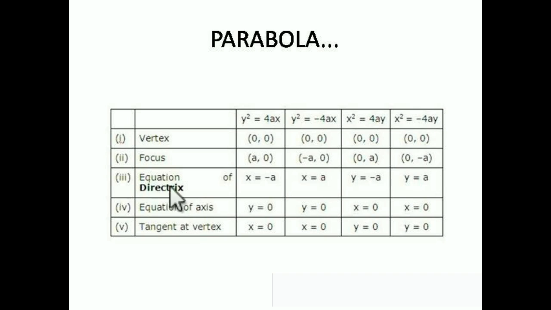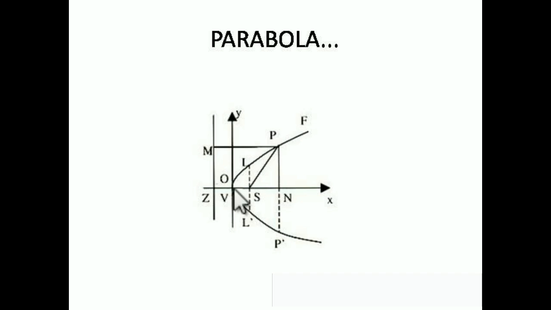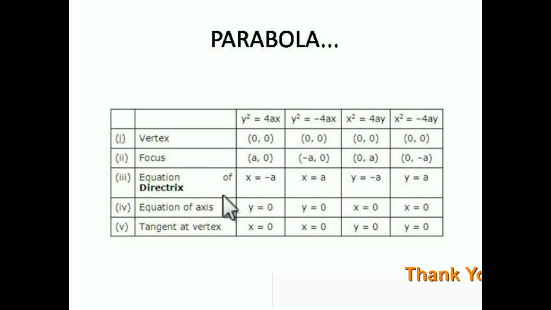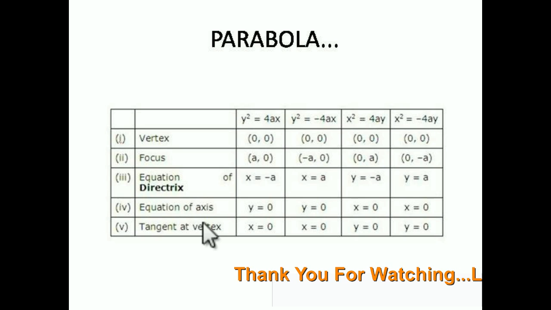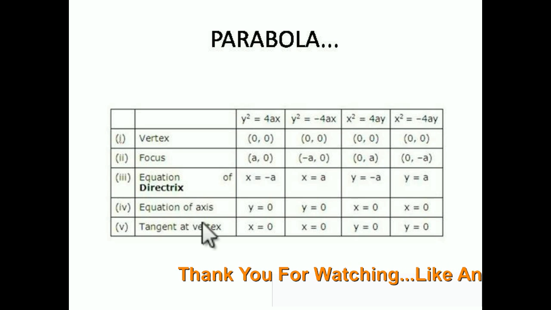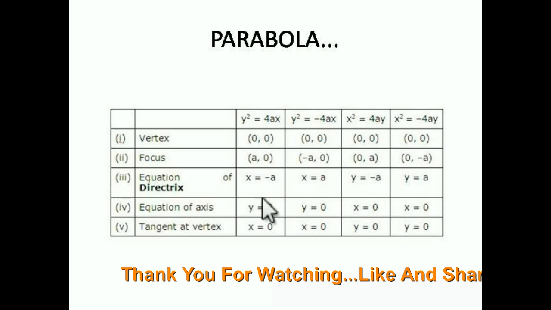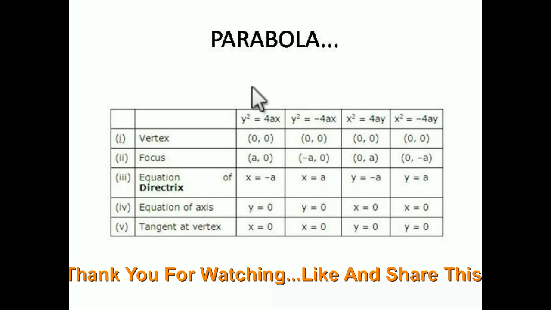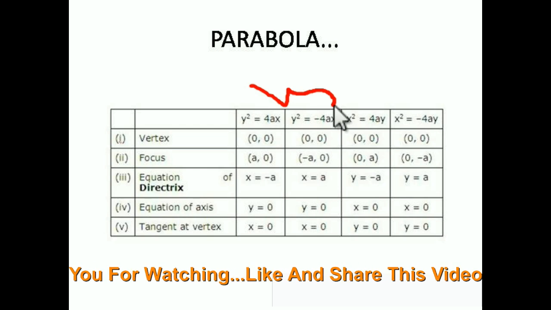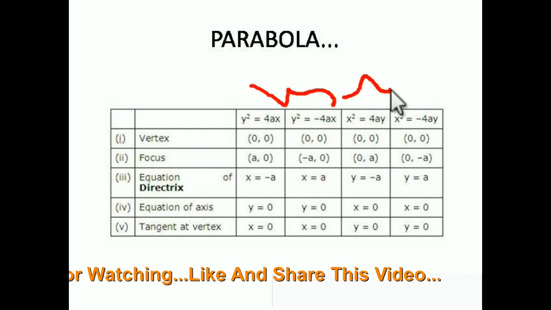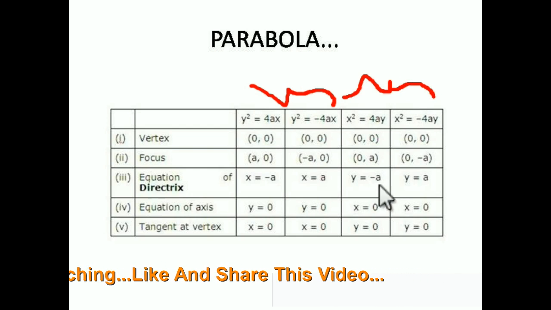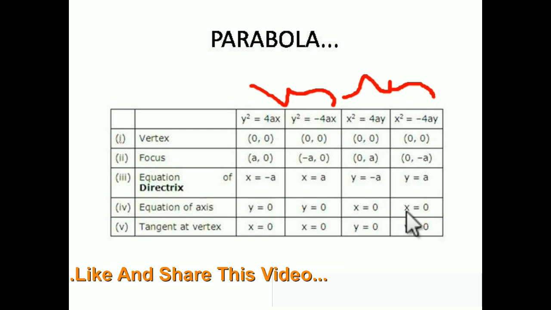The equation of the directrix is always on the opposite side of the parabola. Here the parabola is on the positive side, so the directrix must be on the negative side, so it becomes x equals minus a. Similarly, x equals a for the negative one, y equals minus a for this, and y equals a for the last. The equation of the axis: for the first two it is y equals 0, the x-axis, and for the other two it is x equals 0, the y-axis.